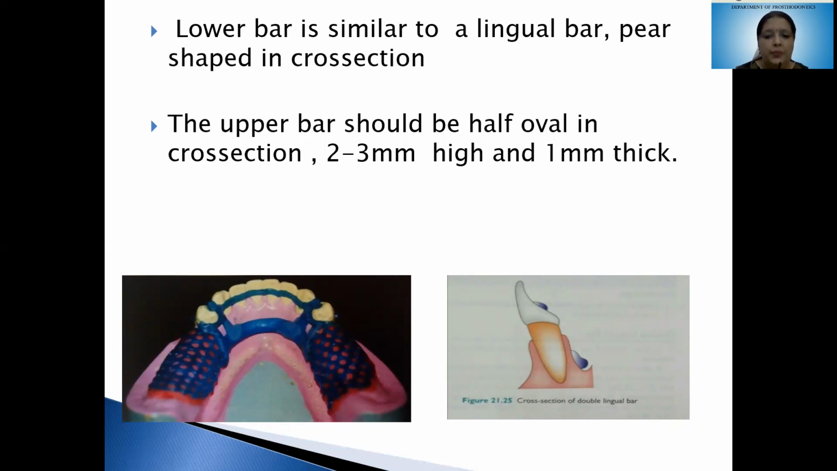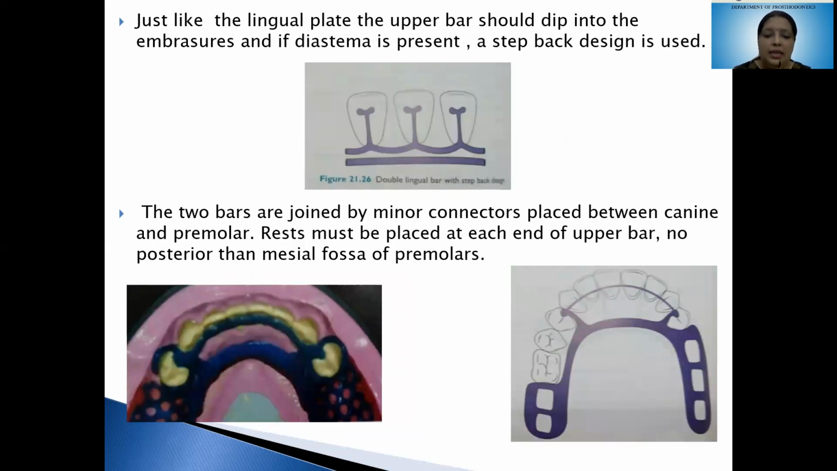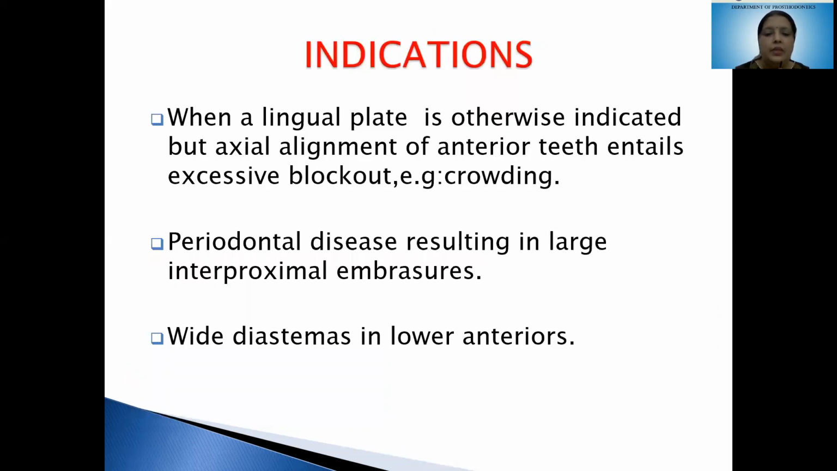And in cases of diastema, we gave a cutback design in the lingual plate. Similarly, a cutback design can also be given in this double lingual bar or Kennedy's bar. And again, the two bars are joined by mesial rests placed on the mesial fossa of the first premolars. These rests also provide indirect retention.